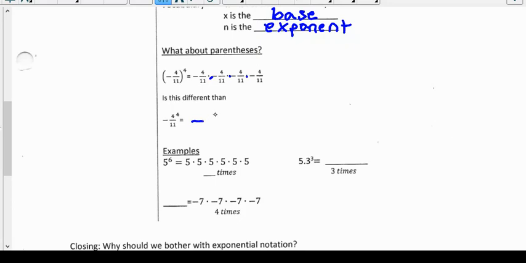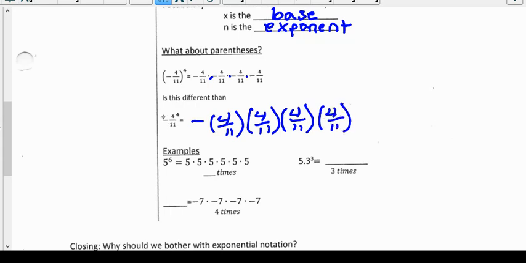It is like saying the opposite of 4/11 times 4/11, and those parentheses are multiply, right? And I'm going to have 4 factors of the base 4/11. And this negative is just in front of it, read as the opposite of. So translation here, if we want to repeatedly multiply a negative number, we have to have parentheses to show that that's going to get repeatedly multiplied by, okay?